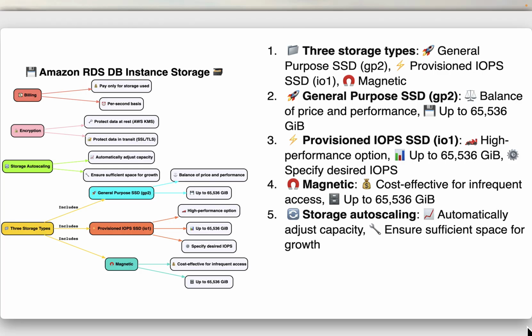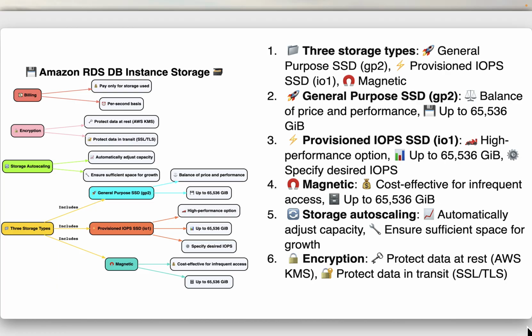Okay, then we have storage auto scaling, automatically adjust storage scaling capacity. Amazon RDS can automatically increase storage capacity when the free space is less than 10% of the allocated storage, and this will ensure the database has sufficient space to grow.